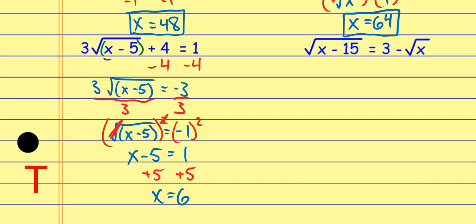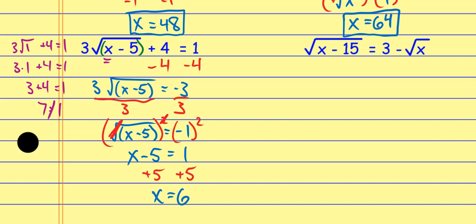Let's make sure. So I'm going to plug the 6 in here. Ready? 6 minus 5 is 1. So I have 3 square root of 1 plus 4. And again, I just want to make you aware of this. That's 3 times 1 because the square root of 1 is 1. So that's 3 plus 4, which is 7. And so the question becomes, obviously that doesn't work, is this an extraneous solution or did I mess something up as I was solving?